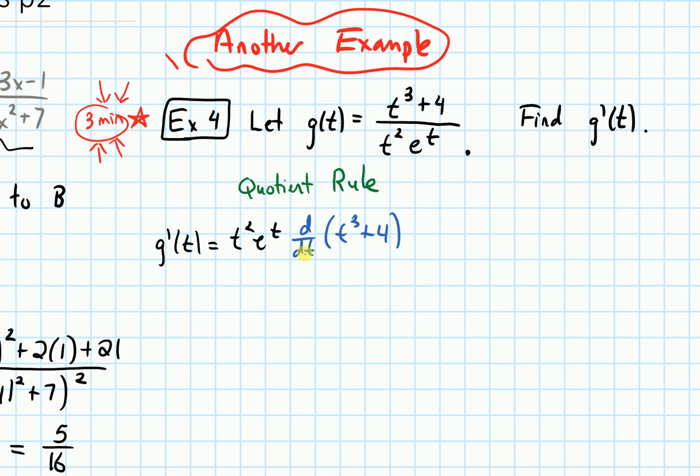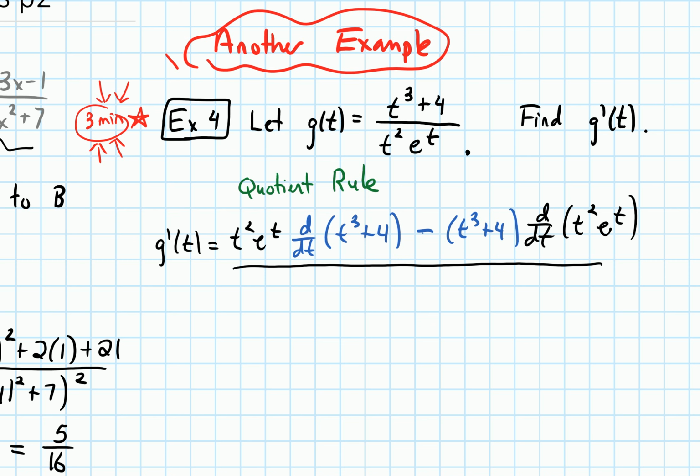Notice I'm writing d dt because my variable is t in this problem, it's not an x. So I got low d high minus high, which is t cubed plus 4. We've got to put parentheses around it, otherwise I might forget to distribute this negative sign. So minus high, d low, times the derivative of the bottom, t squared e to the t. That's the numerator, and the denominator is low squared, t squared e to the t, that whole thing being squared.